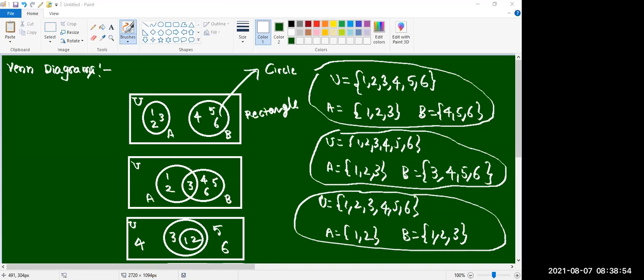Venn diagrams means the relationship between sets is represented by means of diagrams. These diagrams are called Venn diagrams. In the Venn diagram, the universal set is represented by a rectangle, and in that subsets are denoted by circles. Okay? Write it down, please.